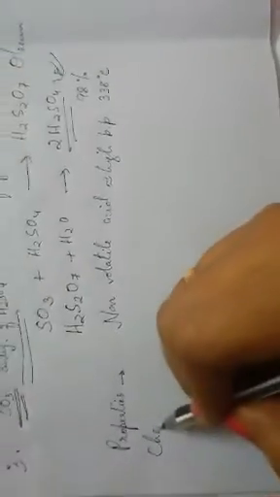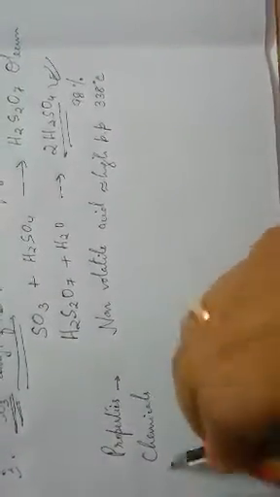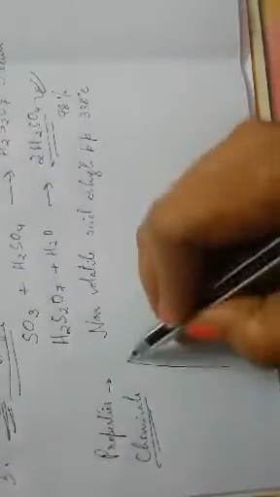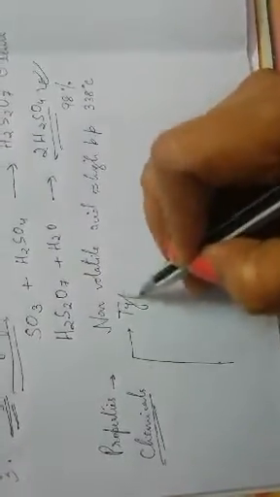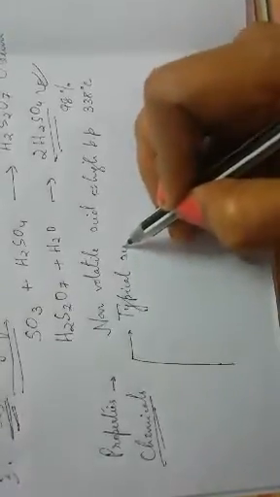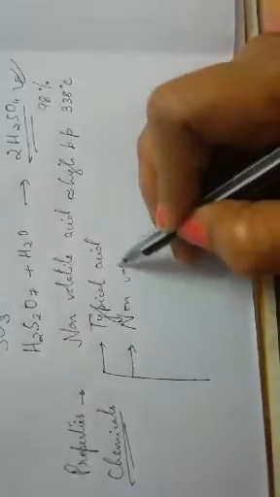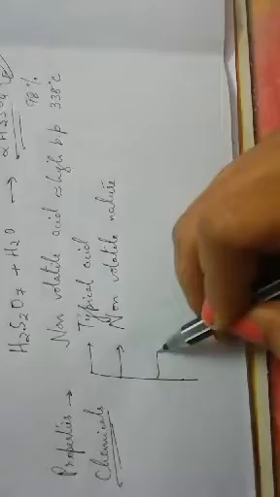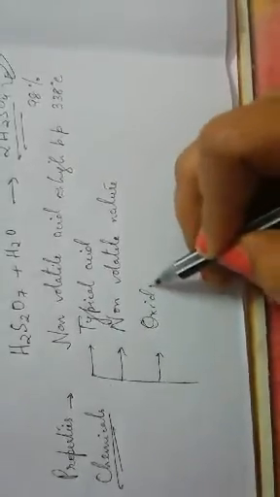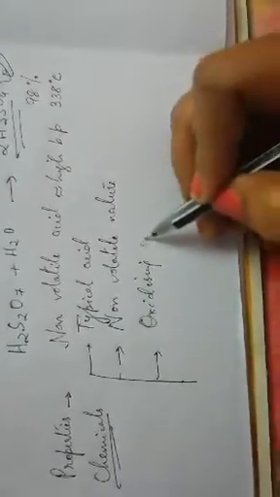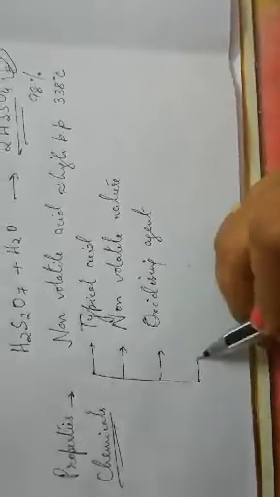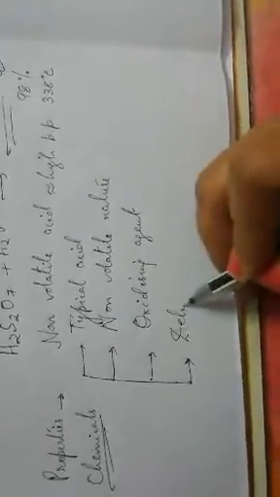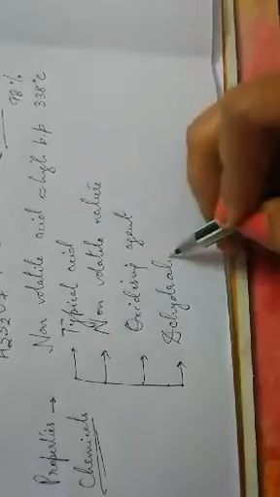Now come to the chemical properties. Now the chemical properties of sulfuric acid we will study under 4 categories. Now sulfuric acid as a typical acid or typical acid properties. Second is its non-volatile nature. Third is its oxidizing nature. It's a strong oxidizing agent in the concentrated form, of course. And the fourth is its dehydrating properties or dehydrating nature.